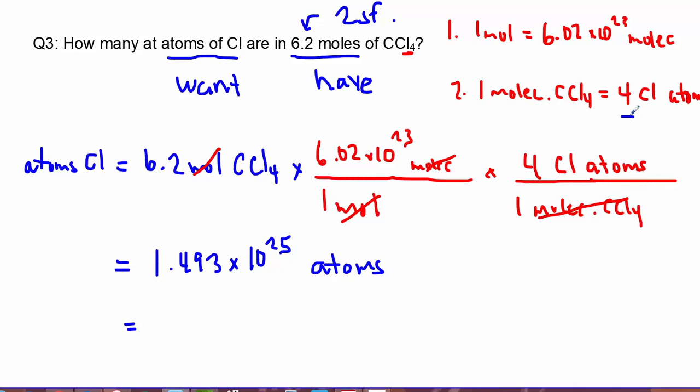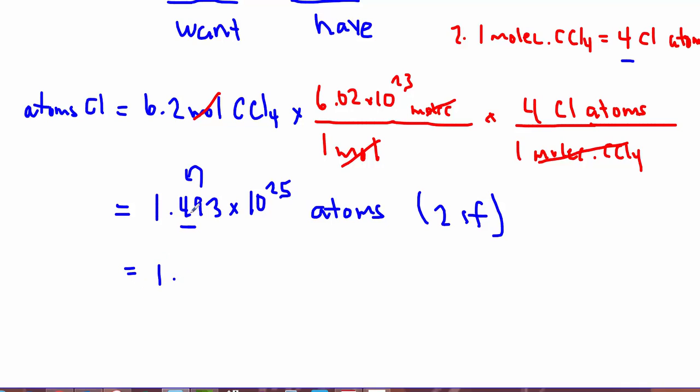Okay, that's a counting number and it's ignored. So I'm allowed to have 2 sig figs then in my answer, which means that I need to round right here at the first decimal place. So that 9 will round up my 4 to a 5. So my answer is 1.5 times 10 to the 25 atoms with 2 sig figs. And we're always putting units in our answer. Otherwise our number is a bit meaningless without units.